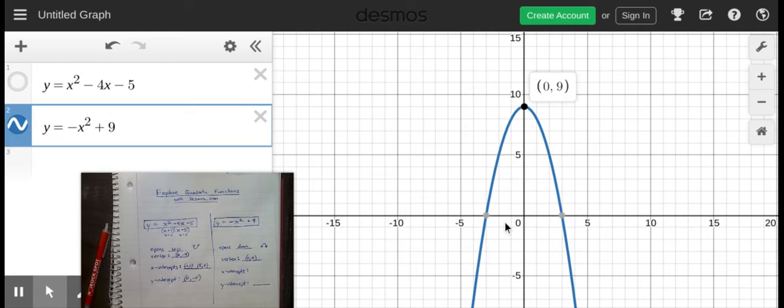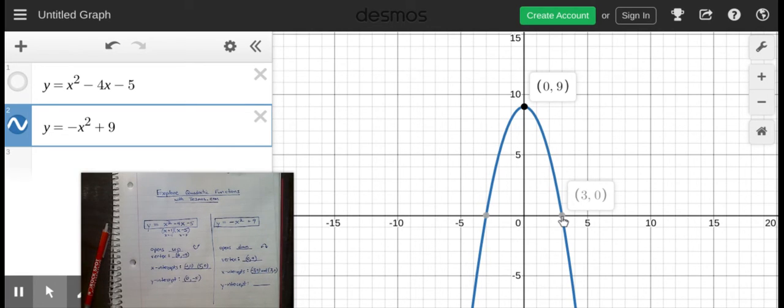Okay, the x-intercepts. There could be one x-intercept. There could be two x-intercepts. It's possible to have 0 x-intercepts depending upon which way it's opening. Negative 3 and positive 3. It's very symmetrical. Negative 3, 0 is the coordinate, and positive 3, 0.